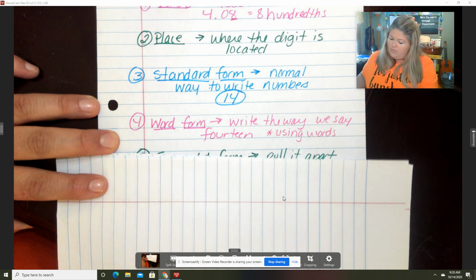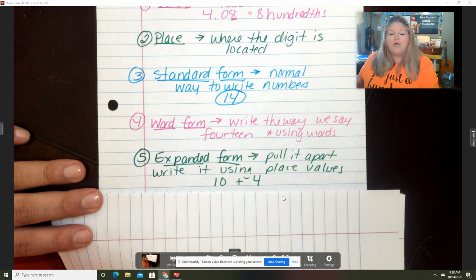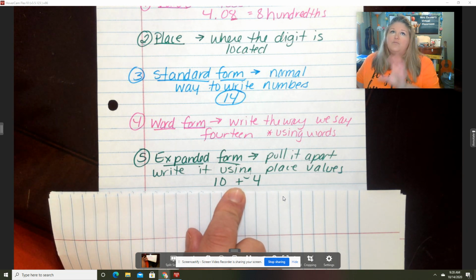Okay. And then expanded form. So this is where you pull it apart, write it using place values. So 14, you would say 10 plus 4. So you put the 10s and the 1s, and then you add it together, which would be 14.